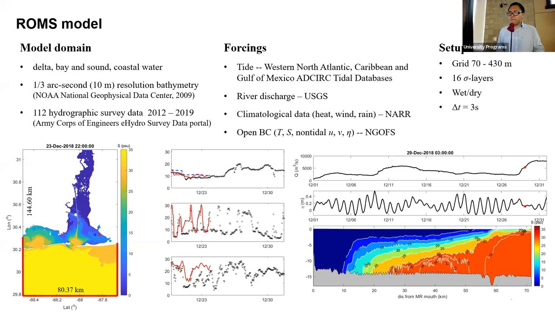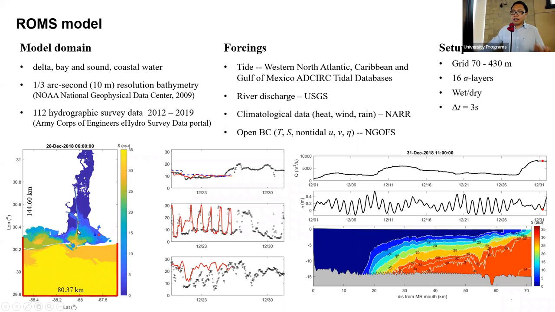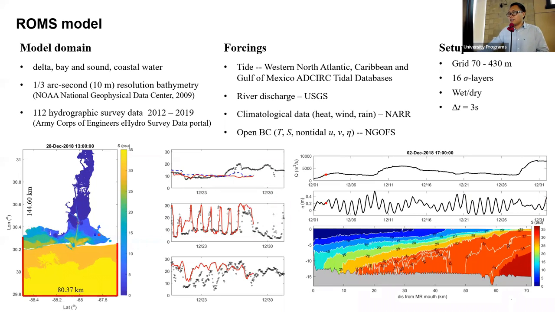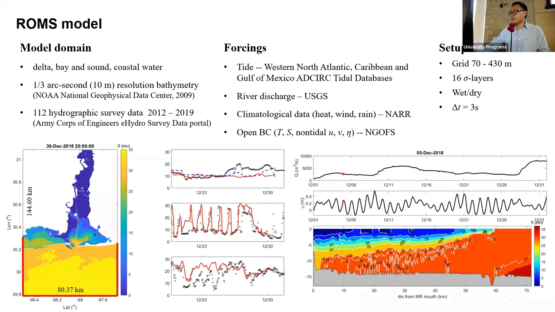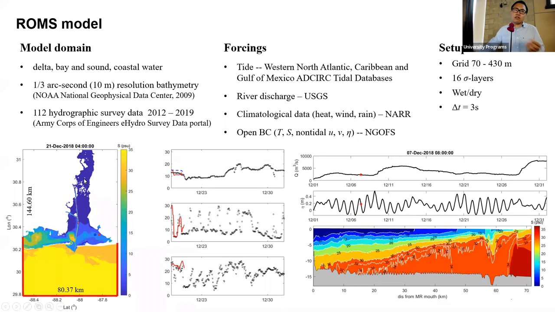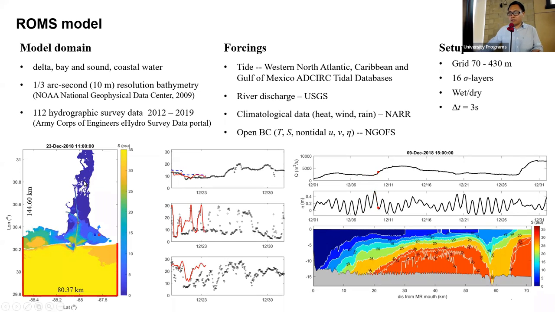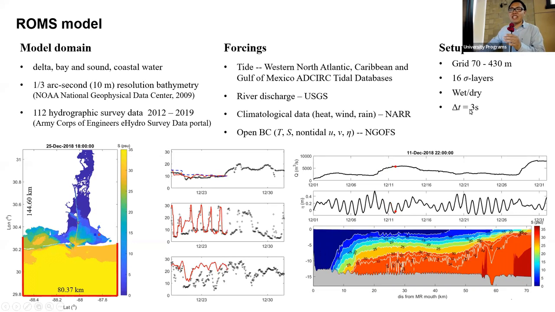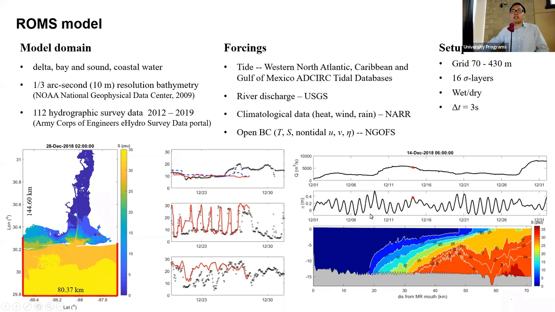So in the model, because the shipping channel is very narrow, to resolve it we utilize a gradual grid size that varies from 70 meters to 100 meters. We vertically applied 16 layers to resolve the stratification. And since the delta area has flooding storage, to consider that effect, we turn on the wet-dry option in the model. All this setup allows us a maximum time step of 3 seconds. That's very simple. So that's the model definition, and now the model results.